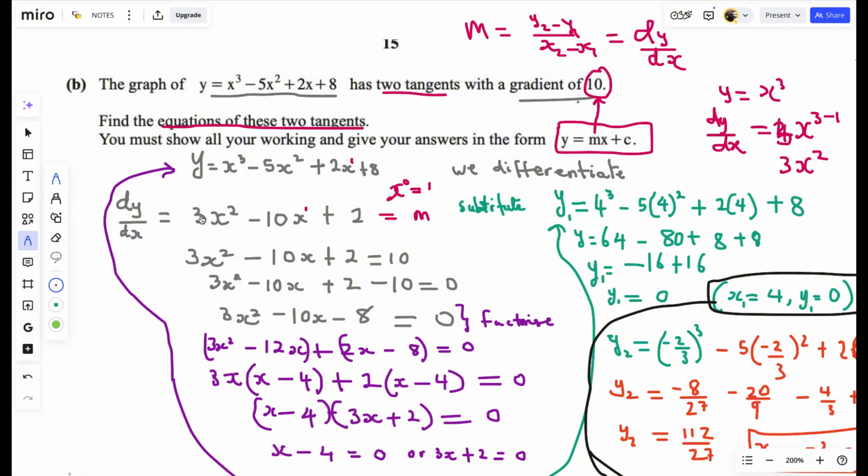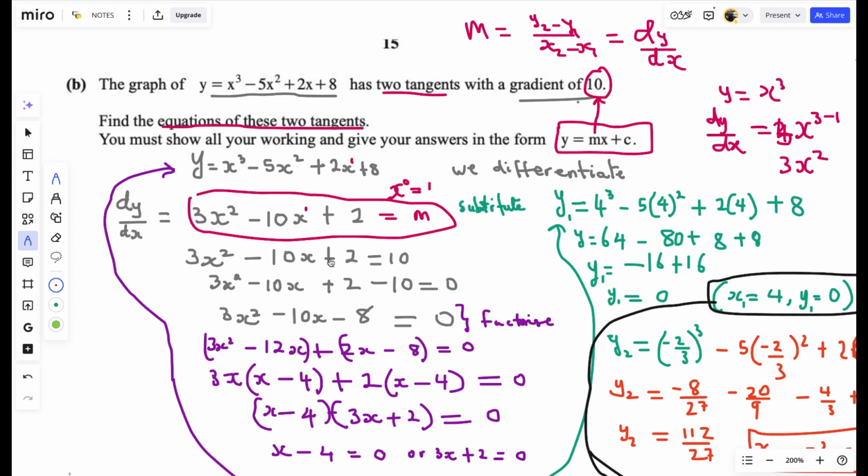Now when you differentiate, this differentiation equals the gradient, m. So I will write this function and equate it to m. So we say 3x squared minus 10x plus 2 equals 10. What is 10? The m. Remember, they've given us the gradient. The gradient is 10. So we say equal to 10.